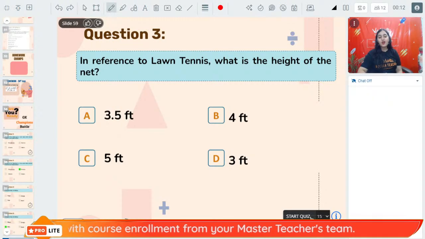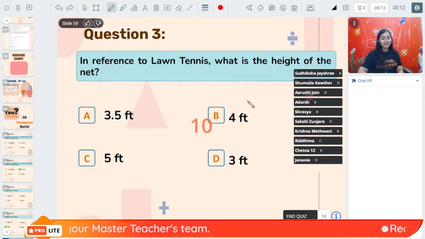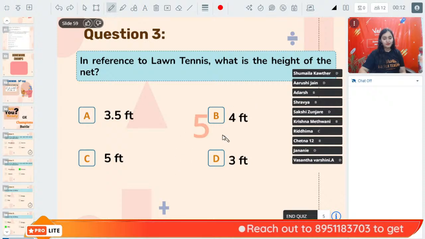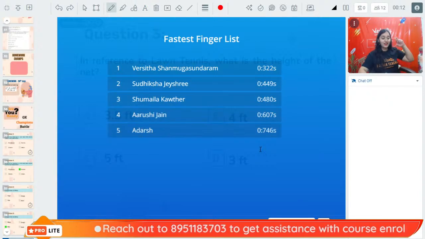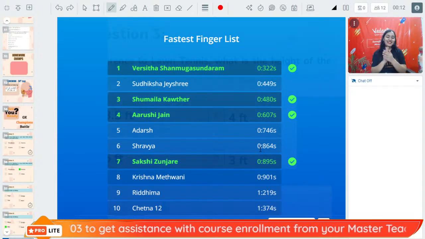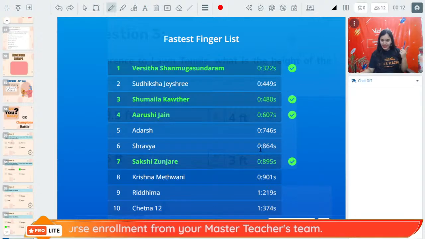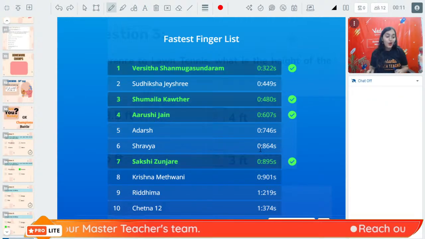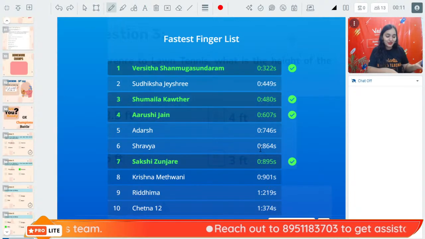3, 2, 1, go! In lawn tennis, what is the height of the net? It is a little difficult question. Let's see who will answer it right. Everybody has answered. Fingers crossed. Who will give the right answer? Oh my god, Varshita! Congratulations. Now, Varshita and Sakshi, no. Yeah, Sakshi has given 2 answers correct. Oh my god. So Sudiksha and Shravya and others are losing the battle over here.